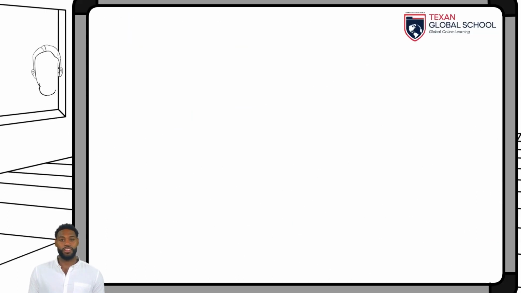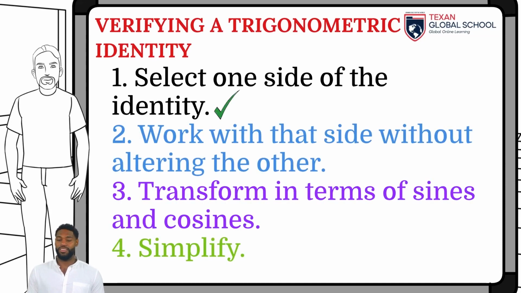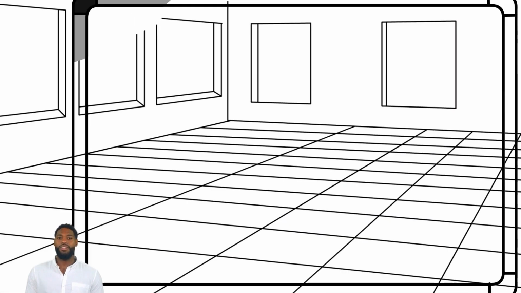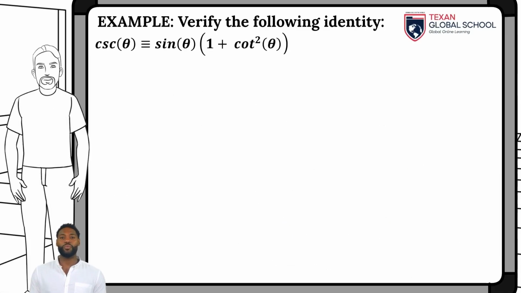To verify a trigonometric identity, we must select one side of the identity. Then, work with that side without altering the other. Transform everything in terms of sines and cosines. Use the fundamental identities to simplify. Let's see the first example. We have to verify the following identity.